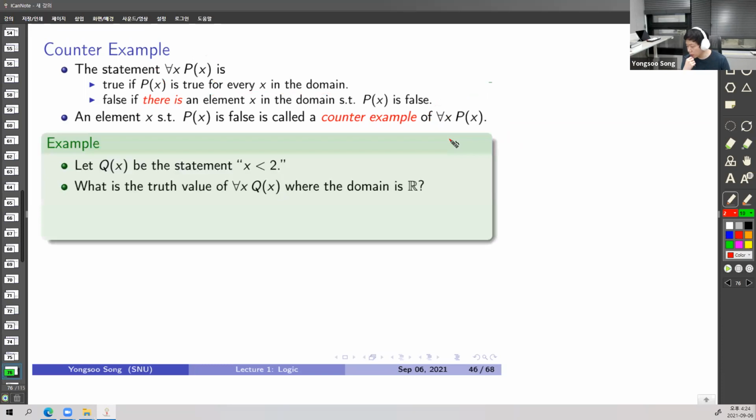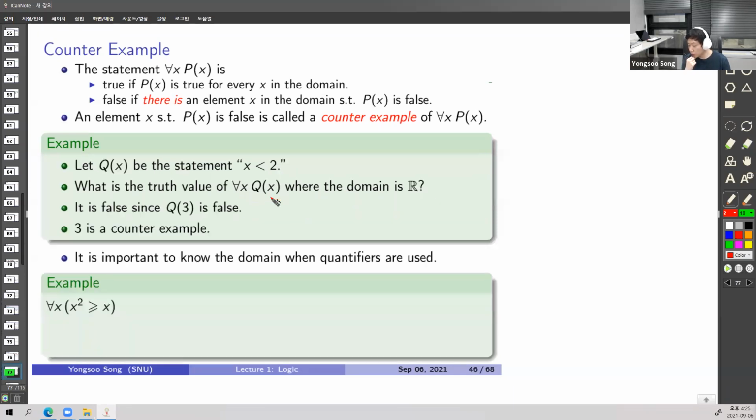Let's take a look at this example. Let Q(x) be the statement x is less than 2. And consider the proposition: Q(x) for all x. What is the truth value of this where the domain is R? Of course this is false because Q(3) is false. And here we use 3 as a counterexample.